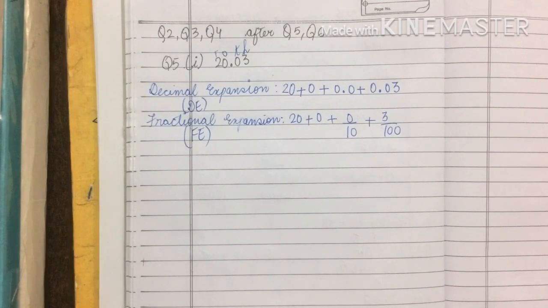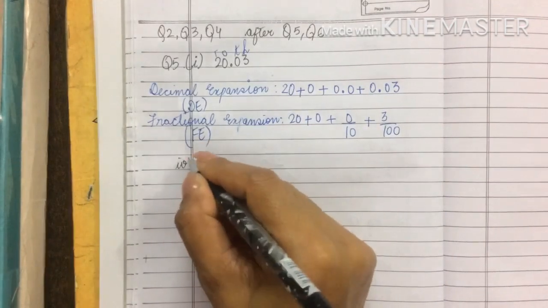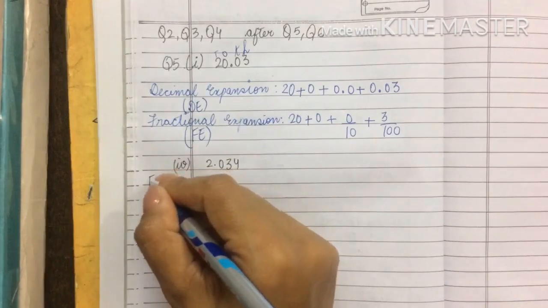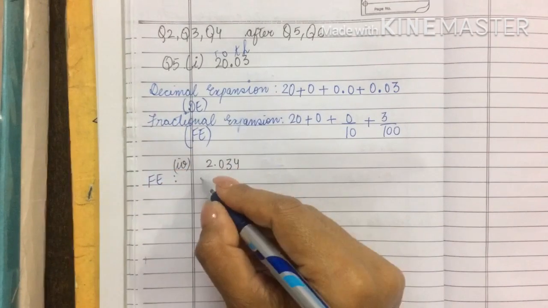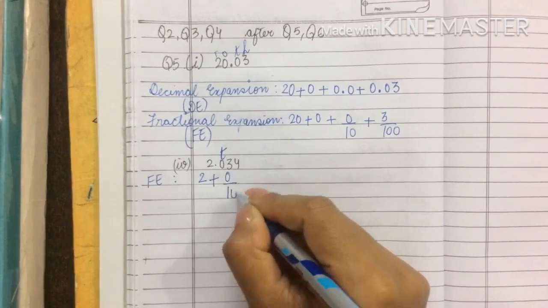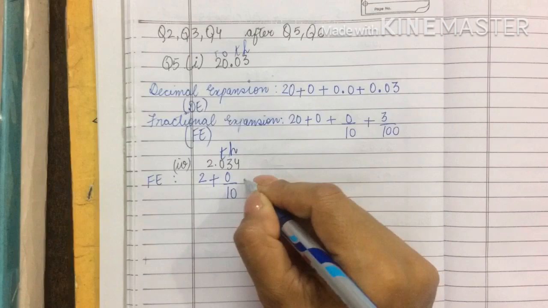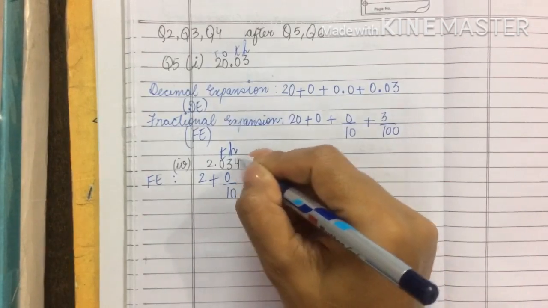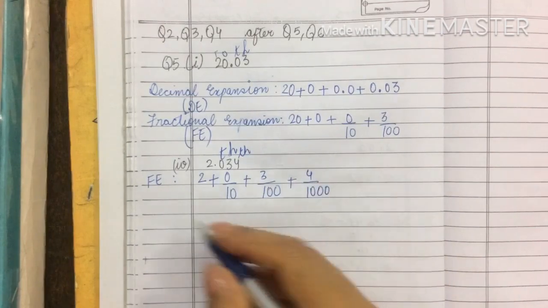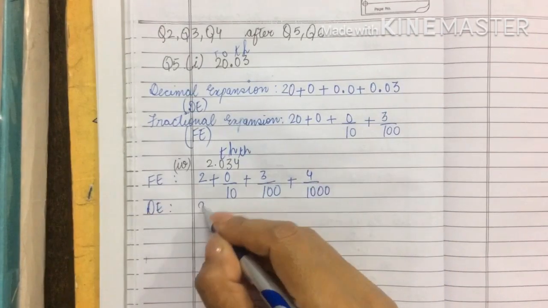I'm taking the last part of this question, fourth part. It is 2.034. Let us write fractional expansion first. So 2 as such plus, this is at 10's place, so 0 over 10. This is at hundredths place, so 3 over 100. This is at the thousandth place, so 4 over 1000. Now change into decimals. That will give you your decimal expansion.